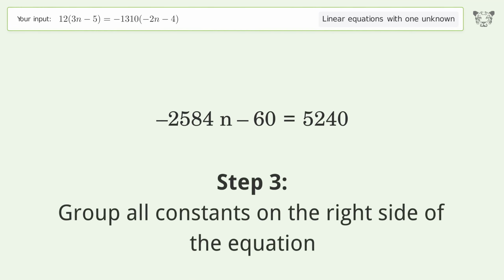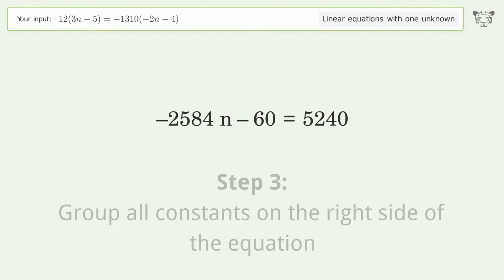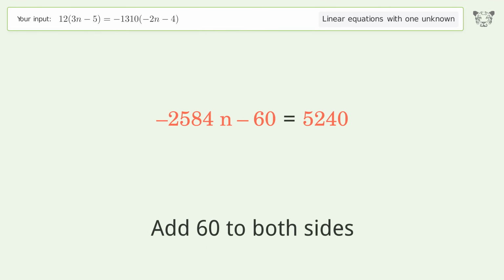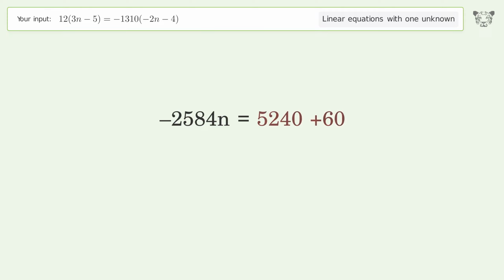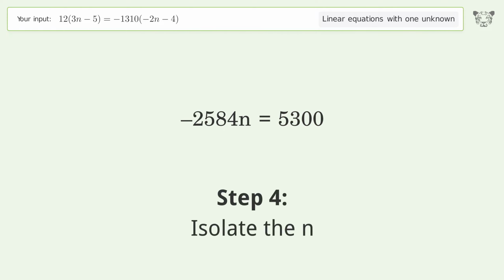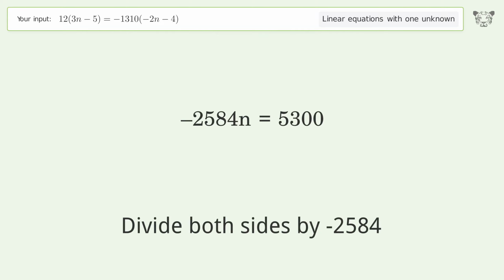Group all constants on the right side of the equation. Add 60 to both sides. Simplify the arithmetic. Isolate the n. Divide both sides by negative 2584.